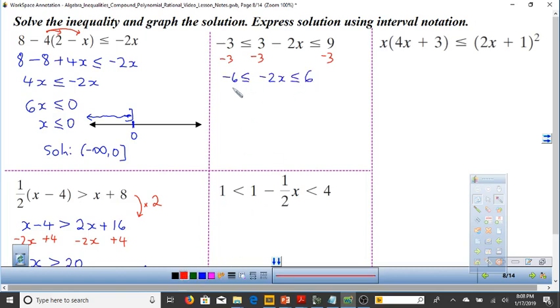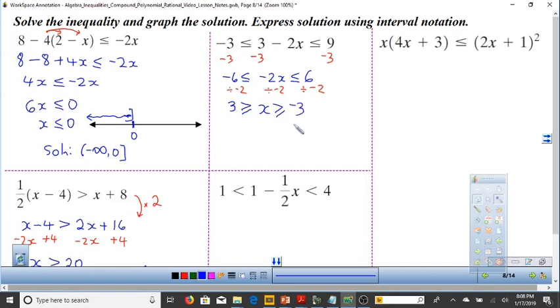Then I'm going to divide each part by negative 2 so I can get the x by itself in the middle. Now, when I divide by a negative, the inequality gets reversed. So negative 6 divided by negative 2 is positive 3, but that inequality now gets reversed. Negative 2x divided by negative 2 is x, and 6 divided by negative 2 is now negative 3, but that inequality also gets reversed.